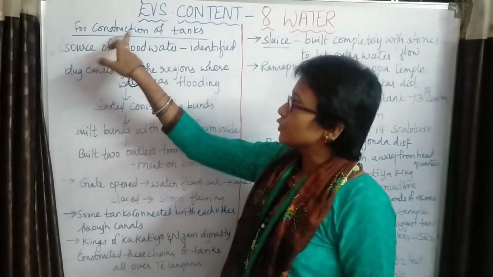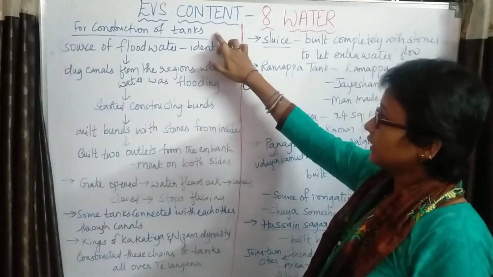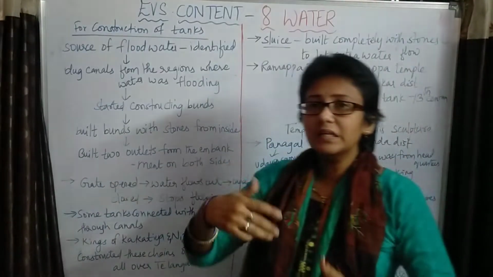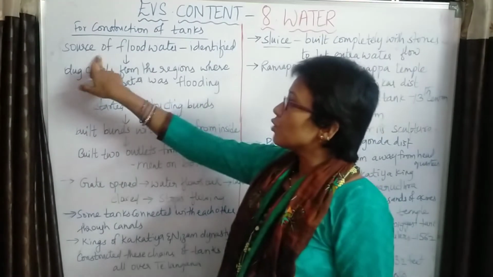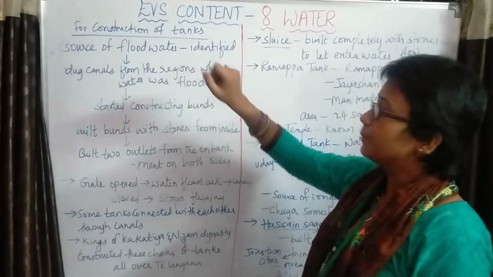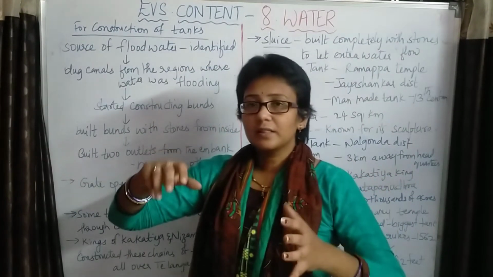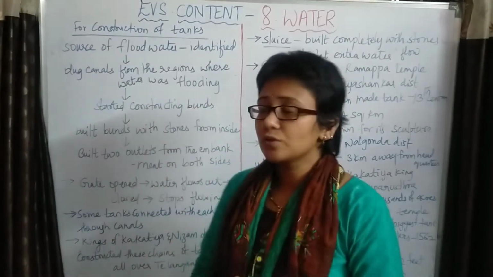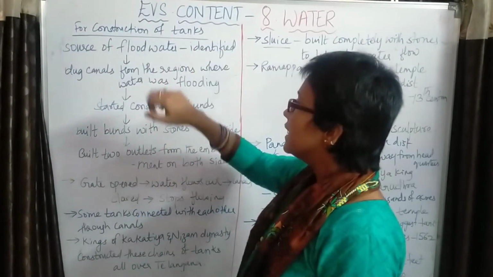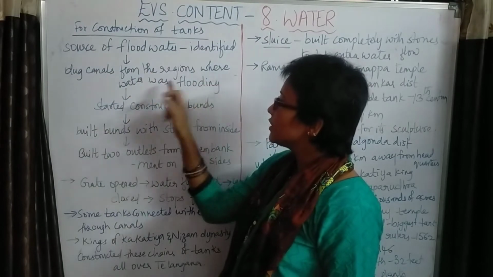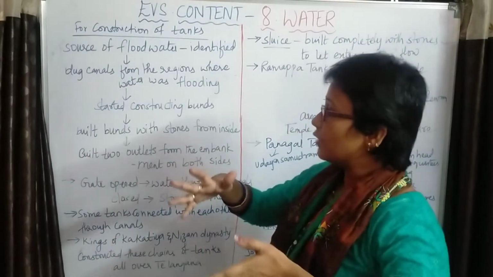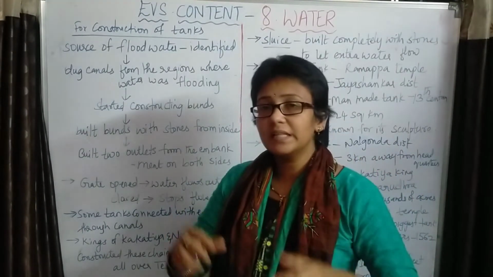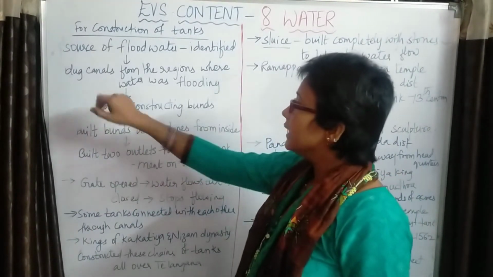So for the construction of tanks, what are the different steps taken? We are going to learn now. First, the source of flood water should be identified. Wherever the flood water is moving, that source we have to identify first. Next, we have to dig canals from the regions where the water was flooding. So wherever the flood water is moving, in that region we have to dig the canals.